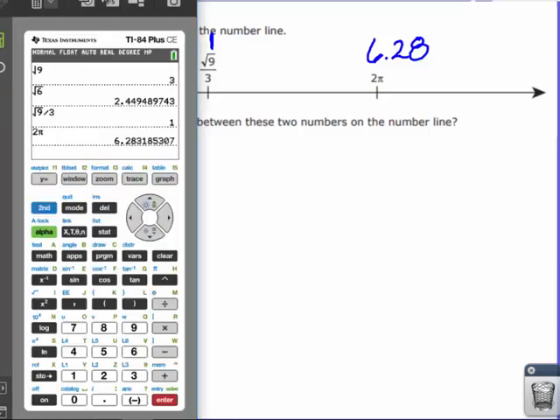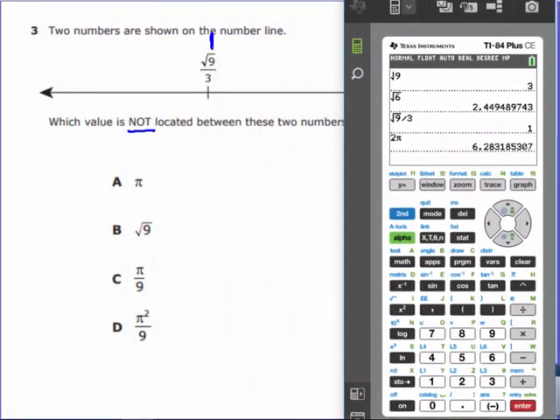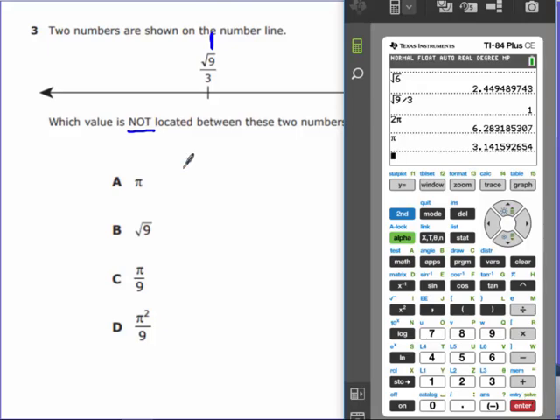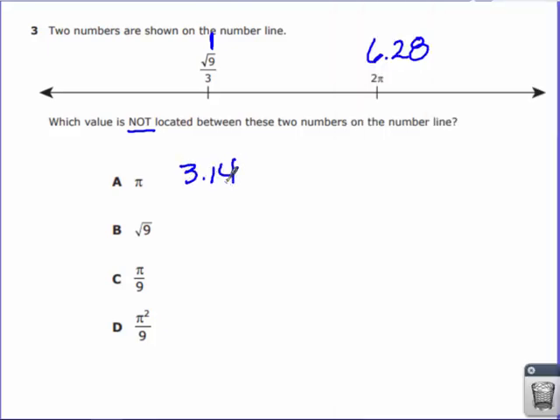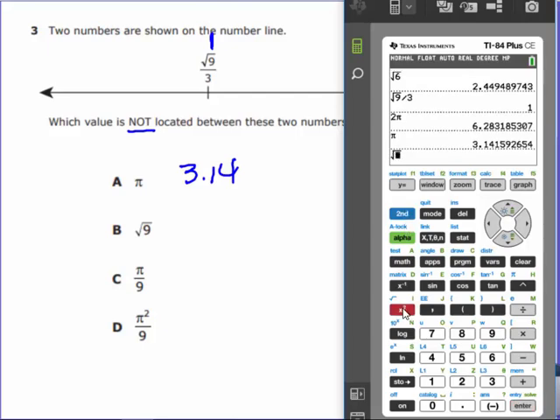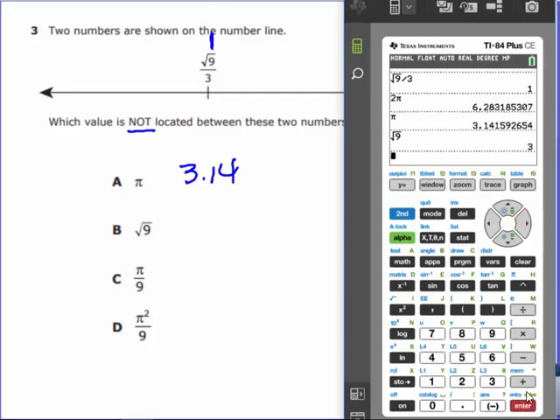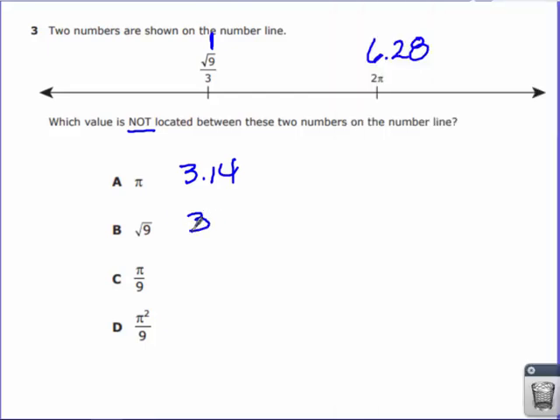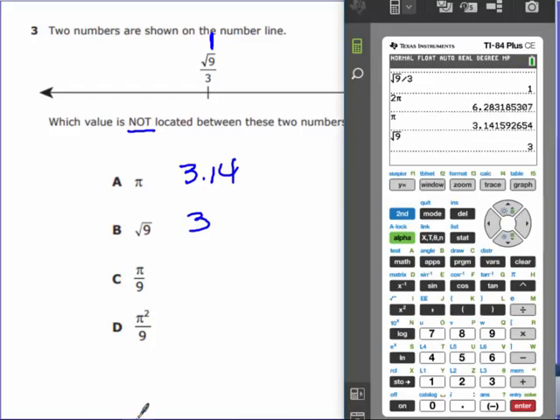Okay, so the first one that we had, let me move this over a little bit. First one we have is pi. So we take second pi, enter, we get 3.14. Is that in between there? Yes, it is. Okay, now we just did square root of 9 a couple times, but let's do it one more time just to be on the safe side here. So second square root 9, move it out of the radical, enter. We get that one's equal to 3. Is that in between those two? Yes, it is.